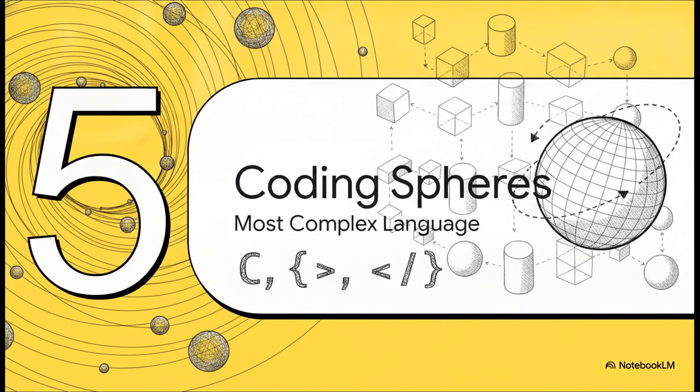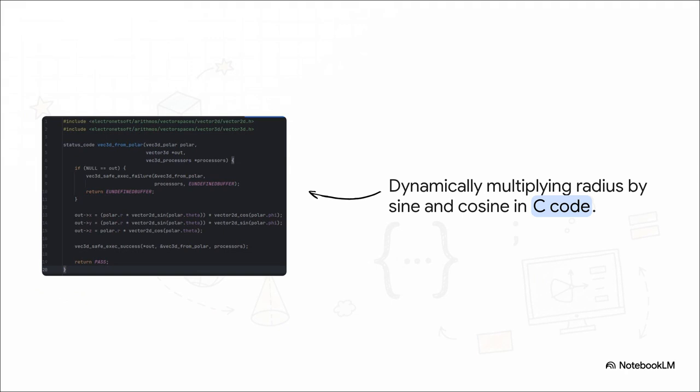Section 5, Coding Spherical Conversions. Get ready, because this is the most complex language of the bunch. Remember those handwritten Cartesian derivation notes from a few minutes ago? Connect those directly to these lines of code. This right here is exactly how a machine visualizes a sphere.